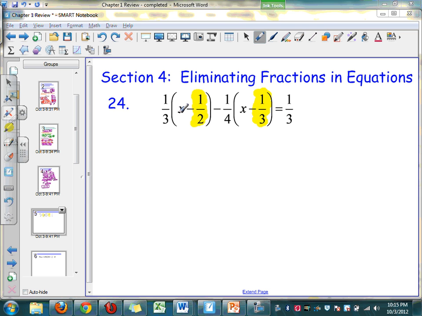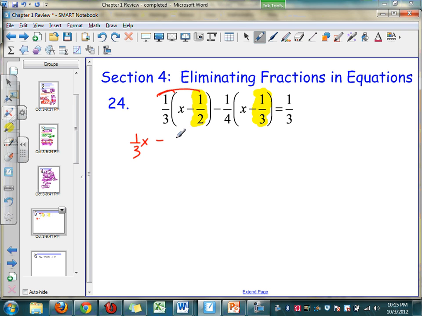by multiplying and distributing the 1/3. So I'm going to have 1/3 x minus, marry the tops, marry the bottoms, 1 times 2 is 6, minus 1/4 x plus, why is it a plus? Because I have a minus and a minus to make a positive. 1 times 1 is 1, 4 times 3 is 12, is equal to 1/3.